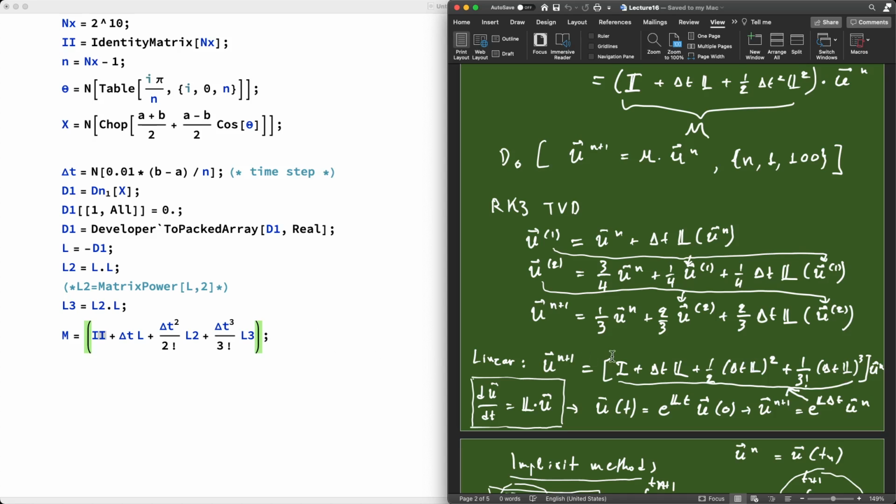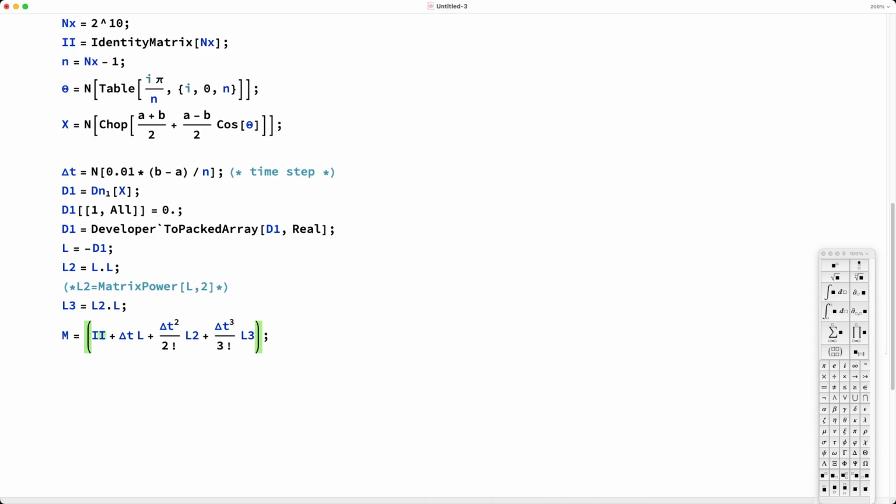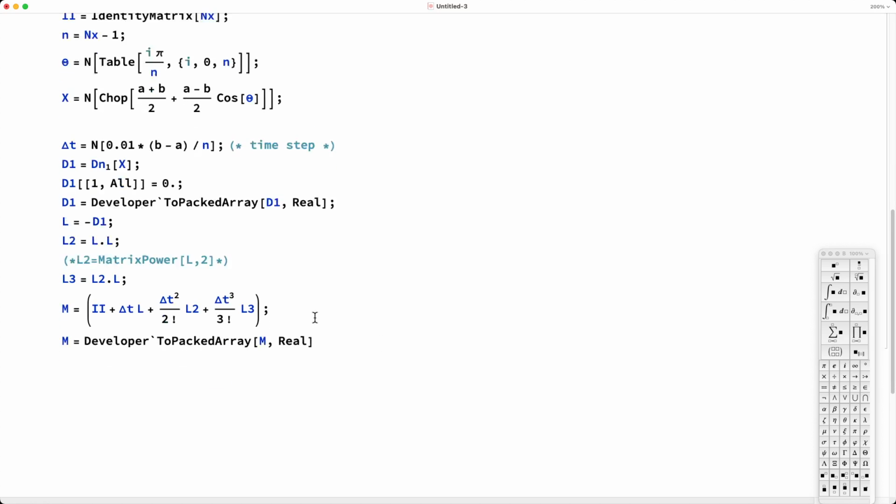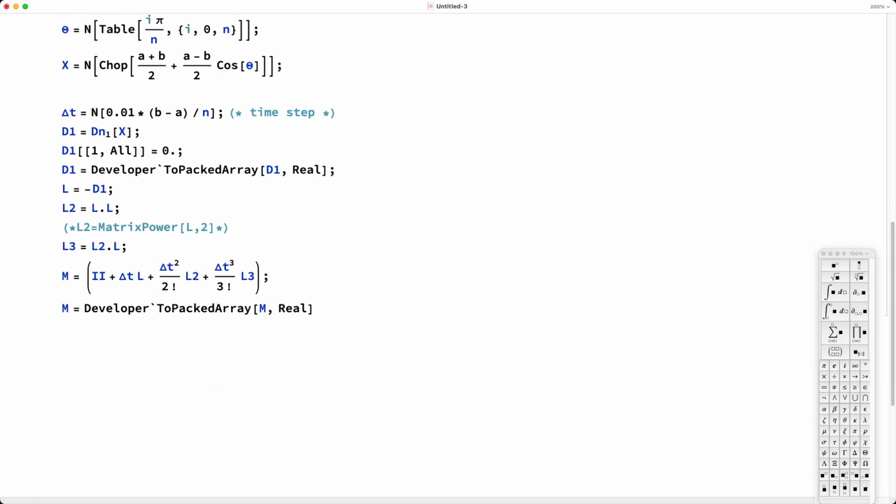In general, this matrix L may depend on u, and then you have to update it at each time step. And in that case, you might as well do this in 3 steps, because L will depend on u in general. Okay, and for performance purposes, after I construct M, I'm going to pack it to a packed array.